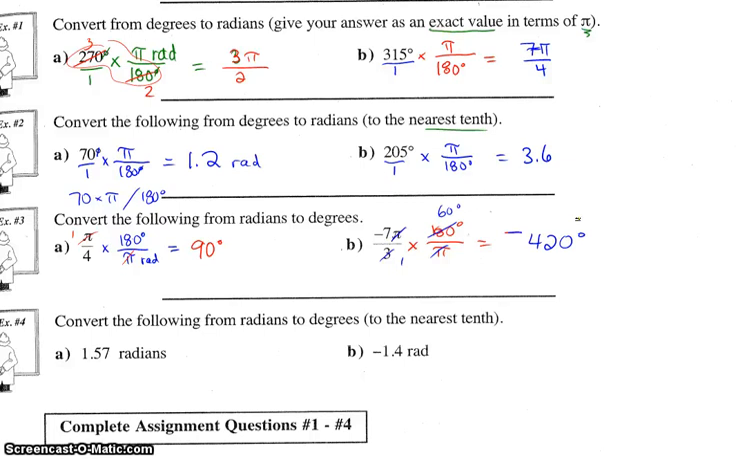Okay, so we're not going to get a pretty number like we did the last example. So we have 1.57 radians. All right, we want degrees, radians to degrees. So we want to have degrees on top, pi radians on the bottom. Now the pi does not cancel with this word radians, okay?